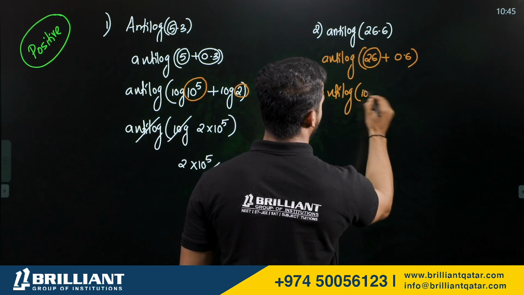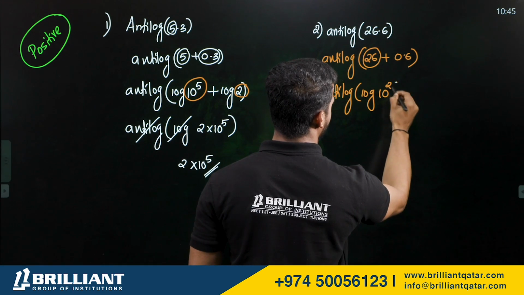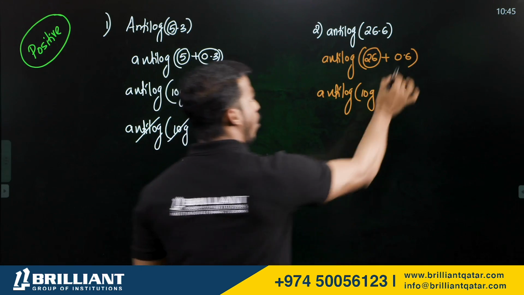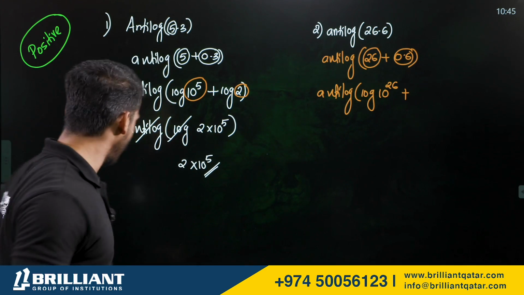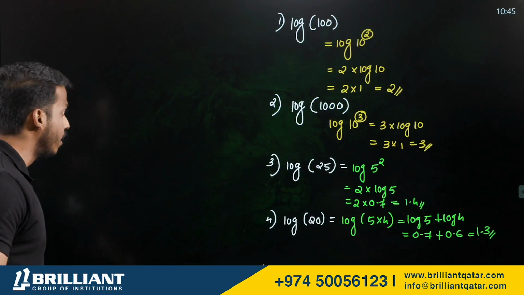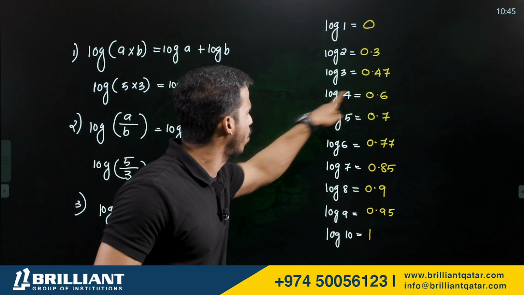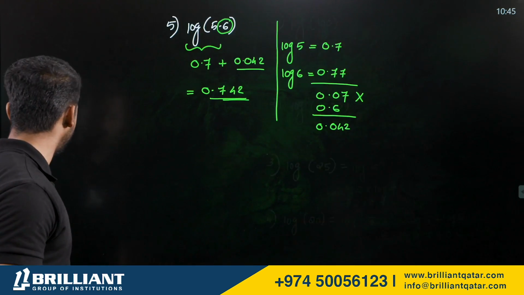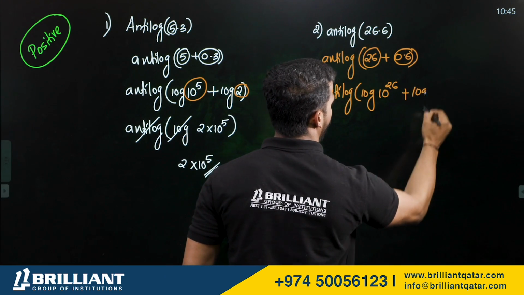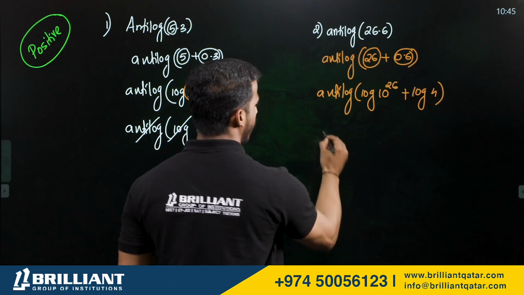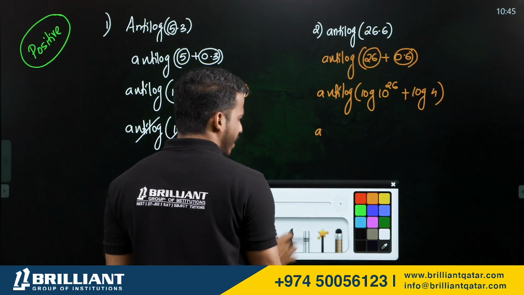So 26, we can write it as log 10 to the power 26 plus 0.6 is the log of which value? 0.6. Dear student, 0.6 is the log of 4, right? Just check it, all of you. 0.6 is the logarithm of 4. All right. So we can say instead of 0.6, we can write it as what? Log 4. Log 4. So your answer is already ready within this step, dear student.